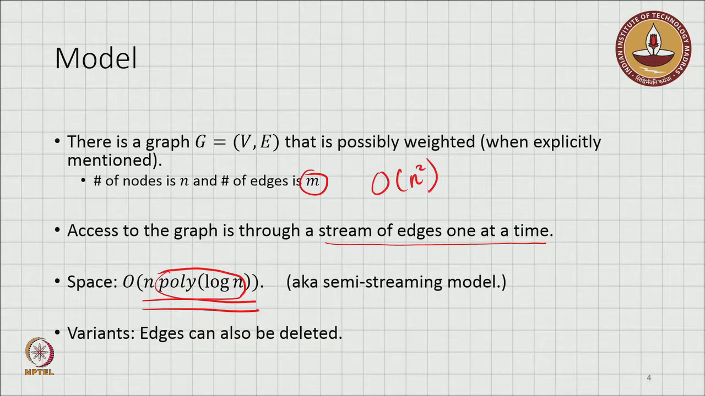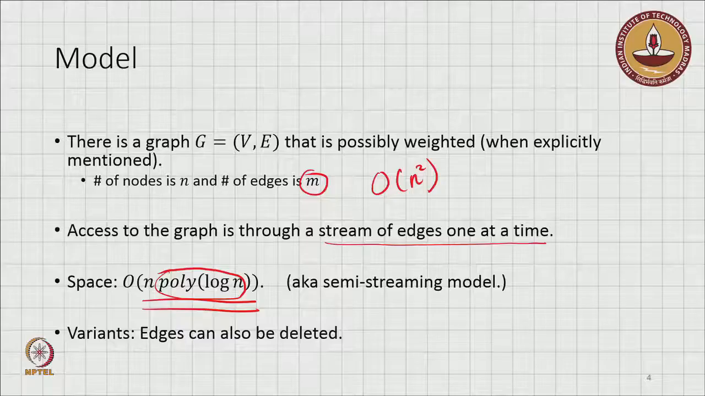Now if we were allowed a space of O of n squared, we could simply store all the edges as they go through, and then process all the edges in one shot. We would basically be able to store the entire graph. But that's not allowed. We're only allowed to store n times polylog of n number of bits.